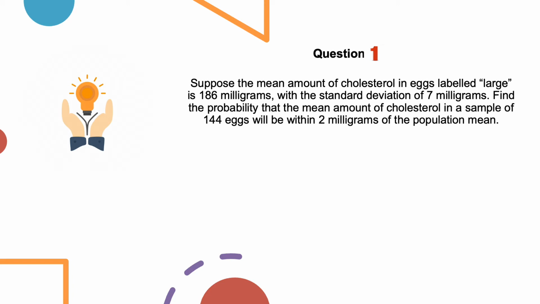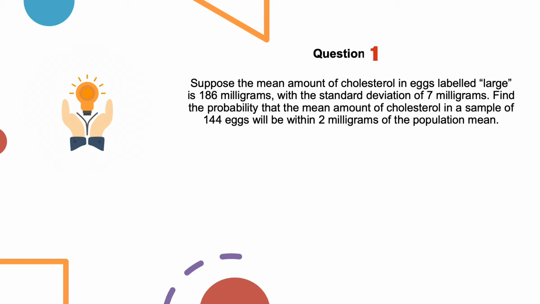Suppose the mean amount of cholesterol in eggs labeled large is 186 milligrams with a standard deviation of 7 milligrams. Find the probability that the mean amount of cholesterol in a sample of 144 eggs will be within 2 milligrams of the population mean. Before we go into the solution, let's identify the information given to us.